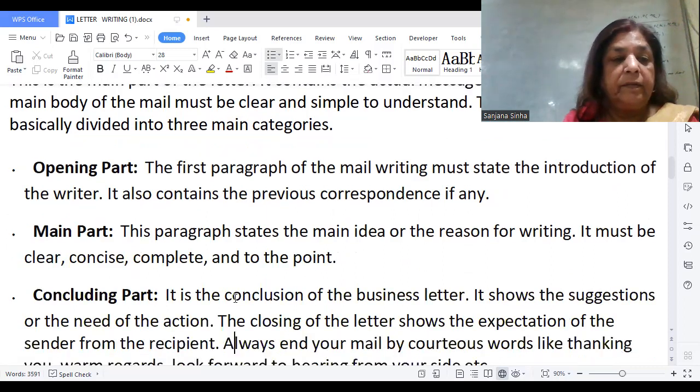The second paragraph is the main part. This paragraph states your main idea and how you want the receiver to act, or what you are expecting from the receiver. It must be clear, concise, complete, and to the point.